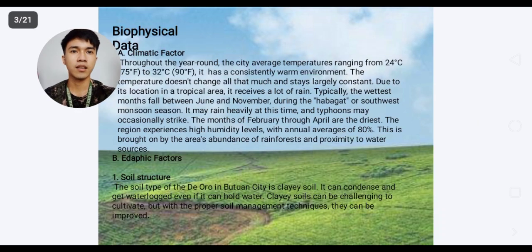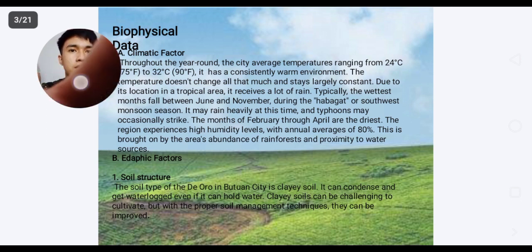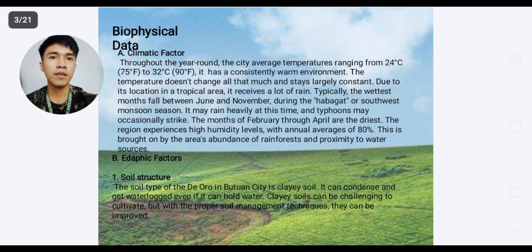By physical data, a climatic factor. Throughout the year round, the city's average temperatures range from 24 degrees Celsius, 75 degrees Fahrenheit, to 32 degrees Celsius, 90 degrees Fahrenheit. It has a constantly warm environment. The temperature doesn't change all that much and stays largely constant.